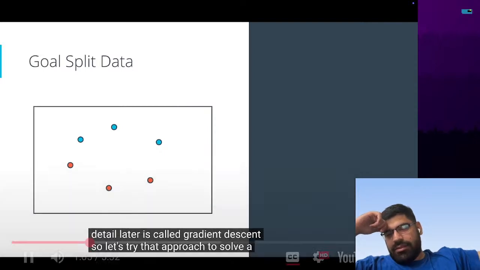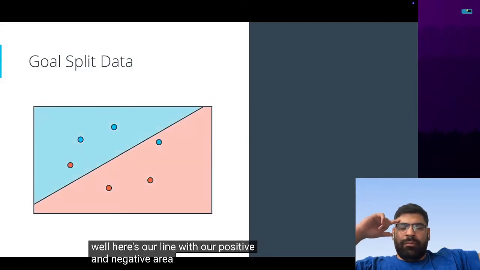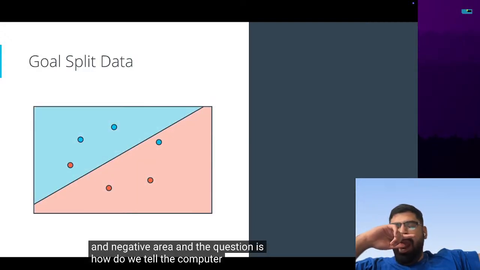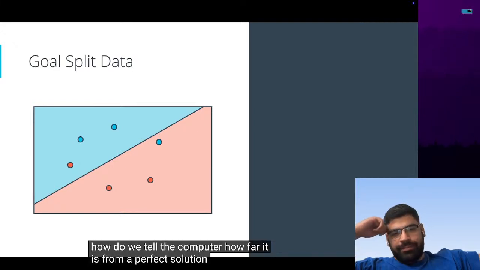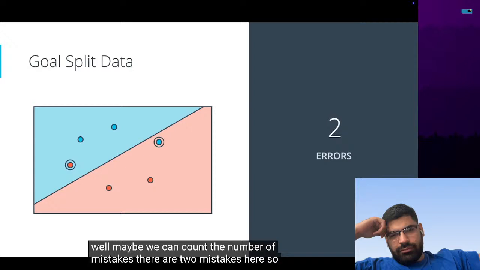So let's try that approach to solve our problem. What would be a good error function here? What would be a good way to tell the computer how badly it's doing? Well, here's our line with our positive and negative area. And the question is, how do we tell the computer how far it is from a perfect solution? Well, maybe we can count the number of mistakes. There are 2 mistakes here, so that's our height.